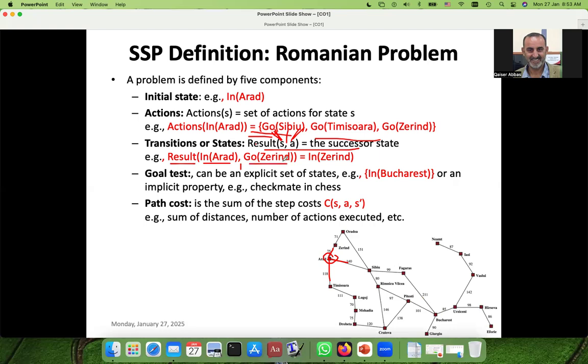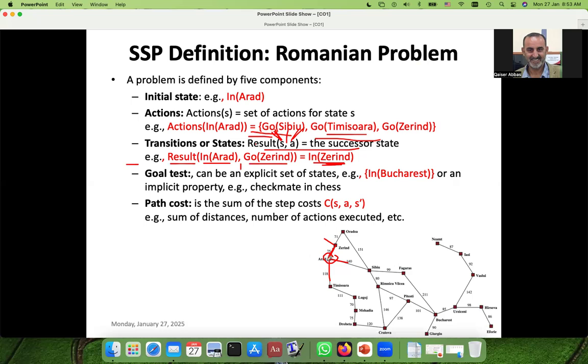And when go to Serend, what will happen? If you perform this action, you will reach this state. So the next state would be what? Agent would be in Serend. Must write every step. Yes, every step. This is only one example.